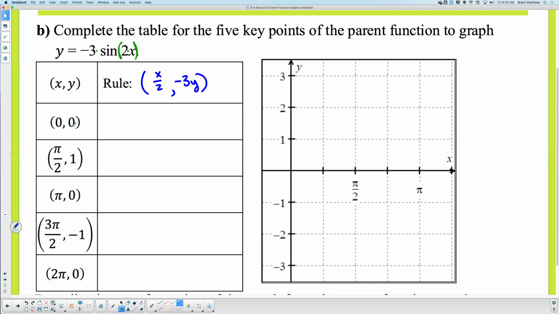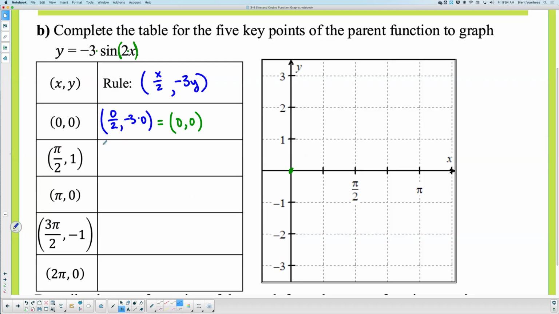So here's my point. My first point was 0, 0. What's going to happen is 0 is going to get divided by 2, and this 0 is going to get multiplied by -3, I'm sorry. So what is 0 divided by 2? 0. What's negative 3 times 0? Try again. Negative 3 times 0 is 0. So our first point is 0, 0. Is that what you said? Oh, I thought you said 3. I'm sorry. Okay, that's my fault. Let's try the next one.